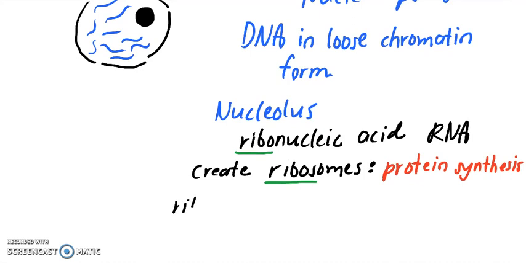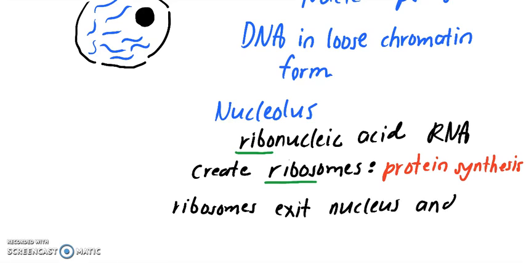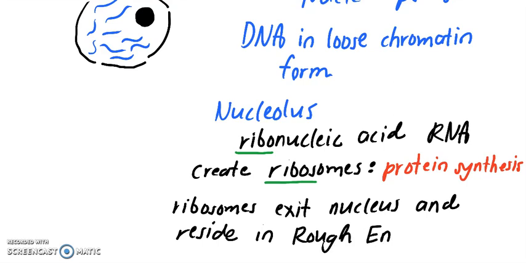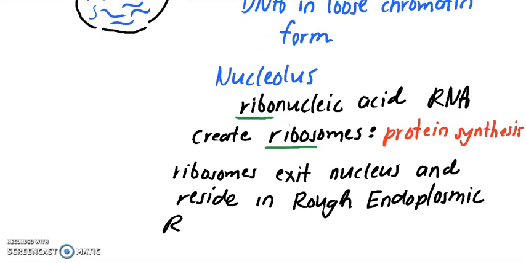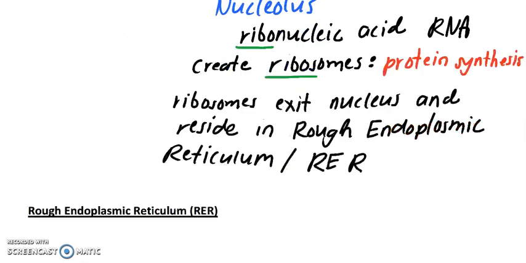So the ribosomes, they exit the nucleus and they reside in the rough endoplasmic reticulum. And this is abbreviated to RER.